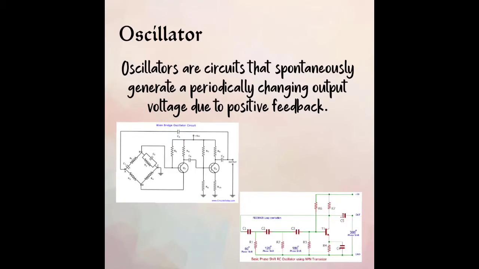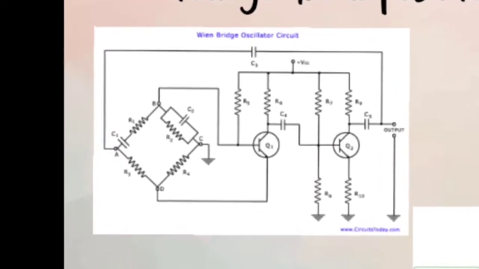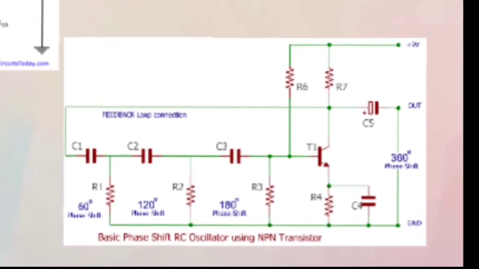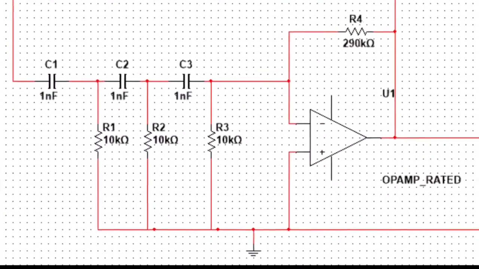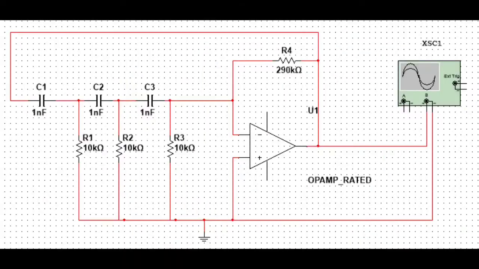Oscillators are circuits that spontaneously generate a periodically changing output voltage due to positive feedback. Two important types of them are Wien bridge and RC phase shift oscillators. The RC phase shift oscillator uses 3 cascaded stages of RC high-pass filters with the output of the last stage feedback to the inverting input of the operational amplifier.